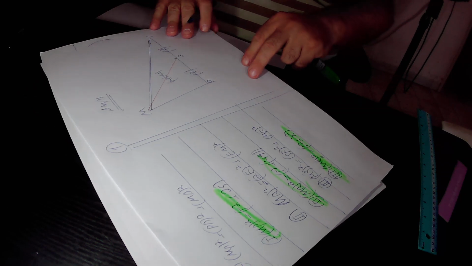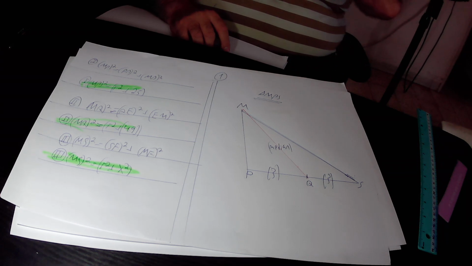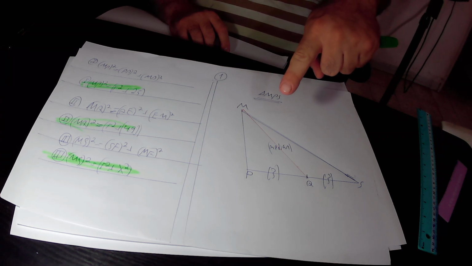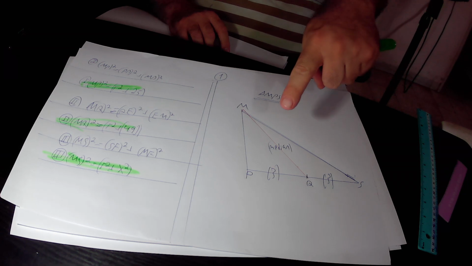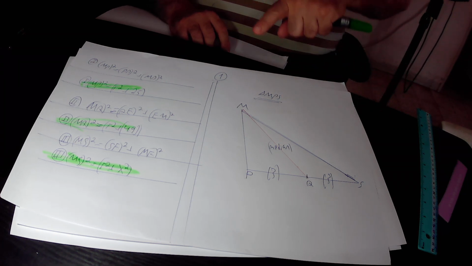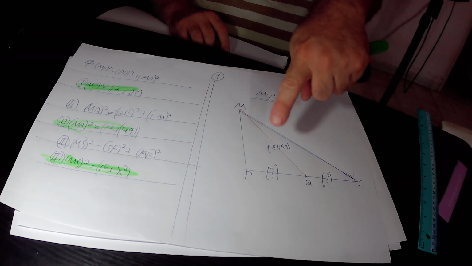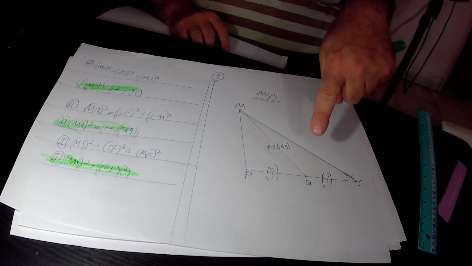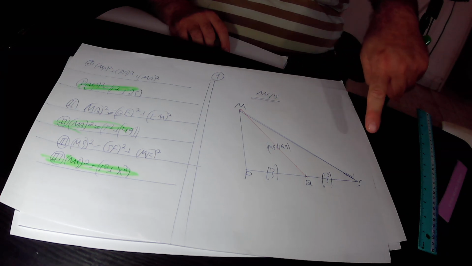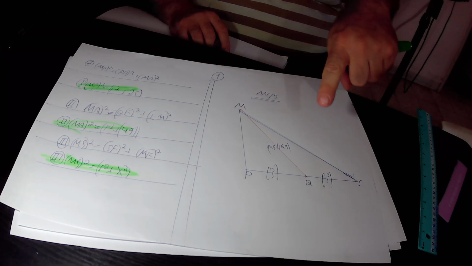So what is a median? A median is a line segment that connects the vertex to the midpoint of the opposite side PS. Here the vertex is M, and it connects the vertex M to the midpoint of the opposite side PS. The midpoint of PS is Q, so it connects points M and Q together by a straight line.